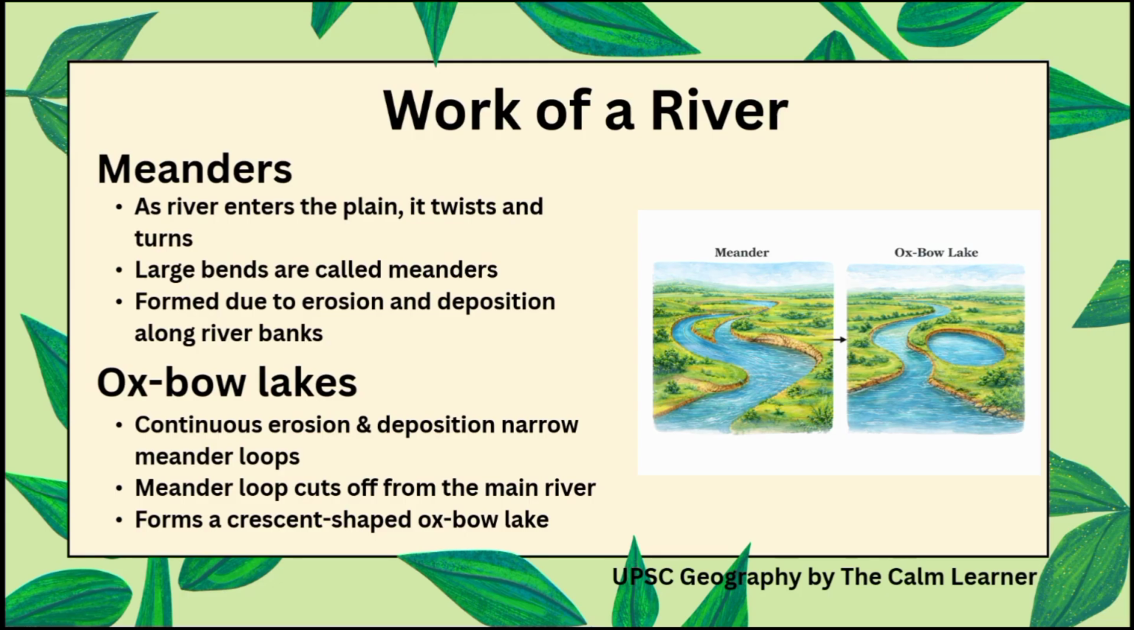Now, if we see about oxbow lakes, over a long period of time, the erosion and deposition narrow the meander loop. Eventually, the meander loop gets cut off from the main river. When this happens, a crescent shaped lake is formed, which is called an oxbow lake. So, meanders and oxbow lakes are important landforms created by work of a river in its middle course.